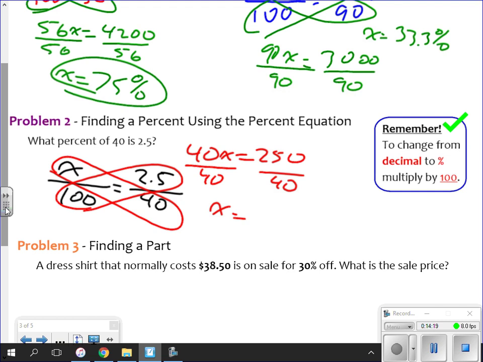What do we get? 6.25%. Seems like a small number, right? However, you know, I have 2.5 out of 40. That should be a small number. I have a very small part of 40. I got 40 apples. 2.5 of them gives me what percentage? Okay, 2.5 is a very small part of 40. So it makes sense that I get a small percentage.